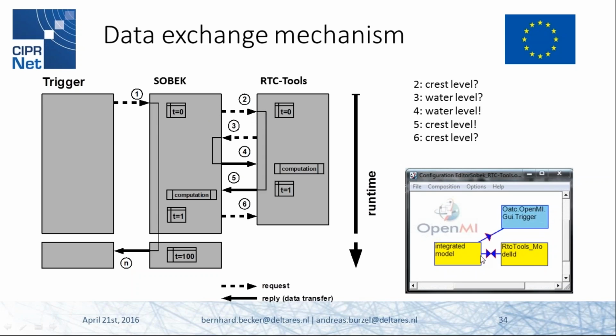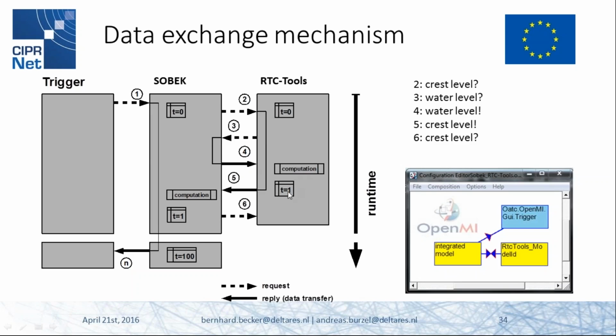So we are now here in this. So this is a chain of questions, and RTC tools says, yes, I could give you the crest level, but I need something from you first, and this is the water level. And SOBEK says, okay, then you get the water level that I have, water level at time step 0, and with that water level, RTC tools can do its computation.